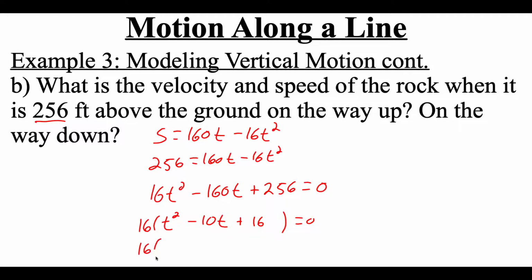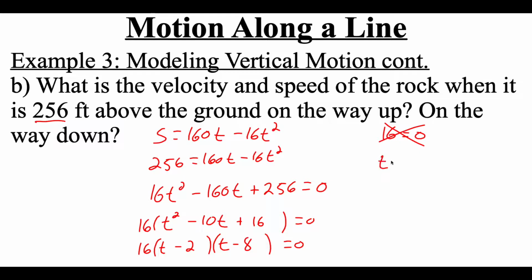So we get 16 times, and we're breaking this up into 2 separate sets of parentheses. This is going to be t minus 2 and t minus 8 equals 0. Now to solve for these times, we're going to set everything equal to 0. When I take the 16 and set that equal to 0, that doesn't make any sense, so we're just going to ignore it.